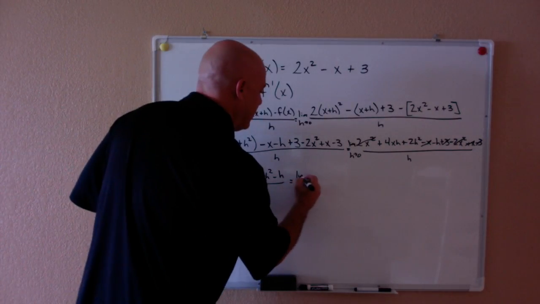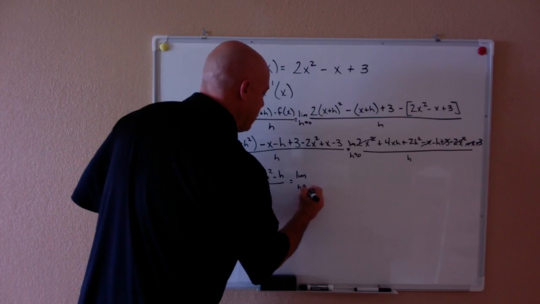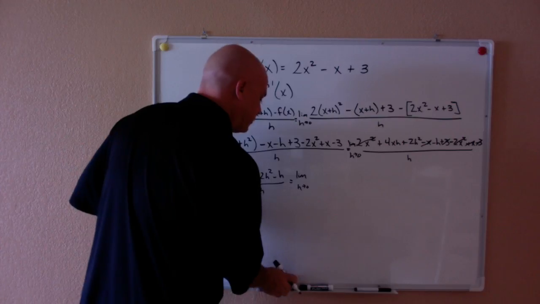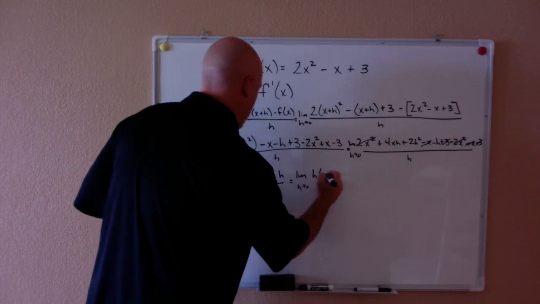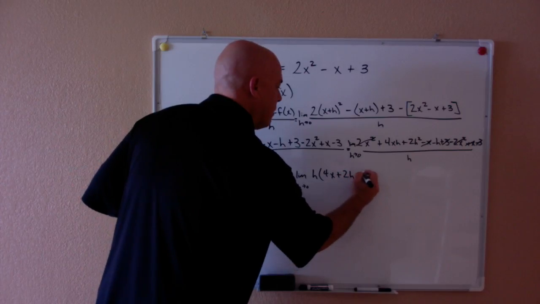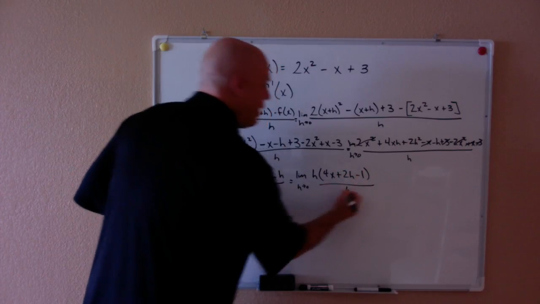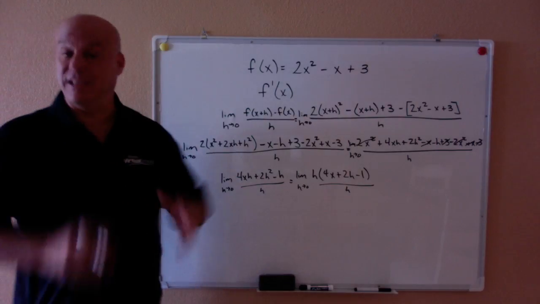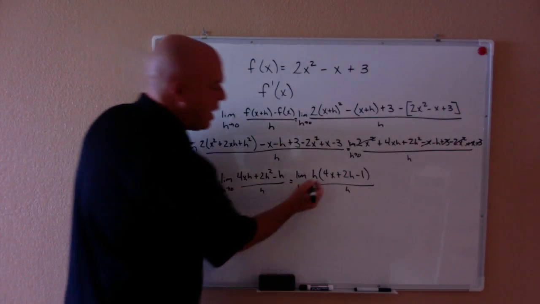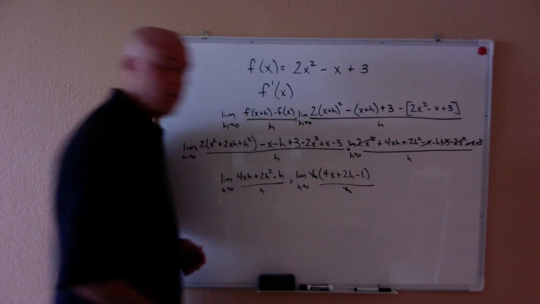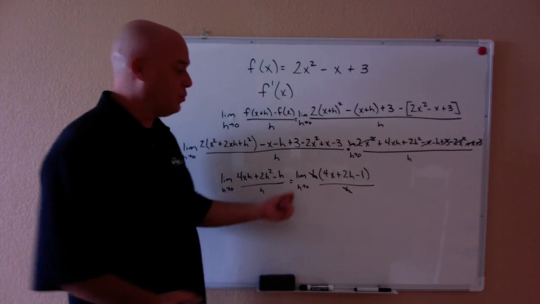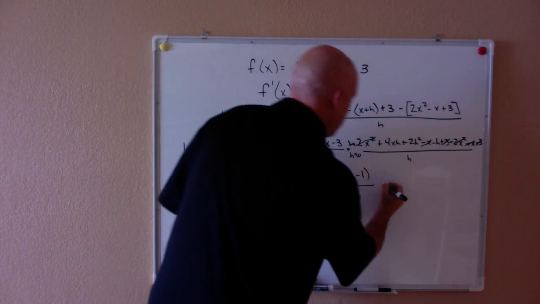So I get the limit as h goes to 0 of h times the quantity 4x plus 2h minus 1, all divided by h. And now, because I don't care what happens at h, I only care what's happening around h, I'm allowed to cancel those h's out. That was handy. That was exactly what I needed to be able to do because I want to be able to plug in 0 for h to do my calculus.